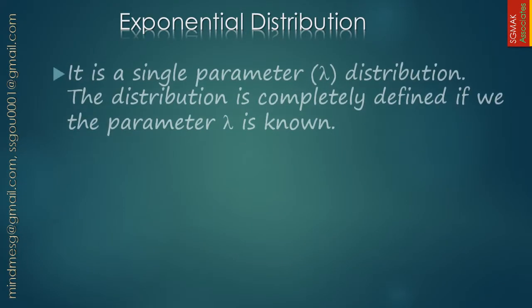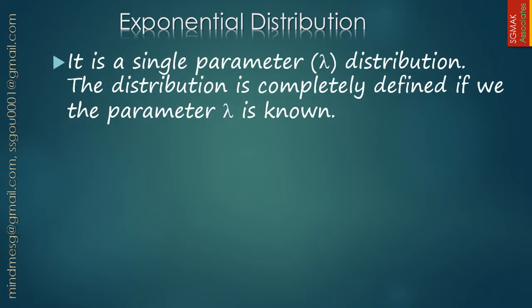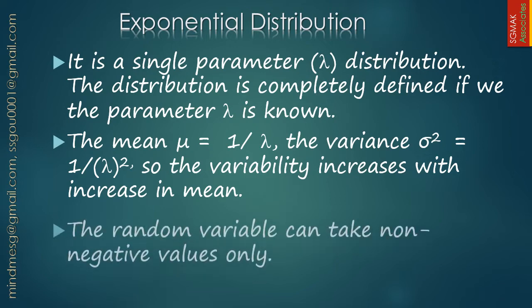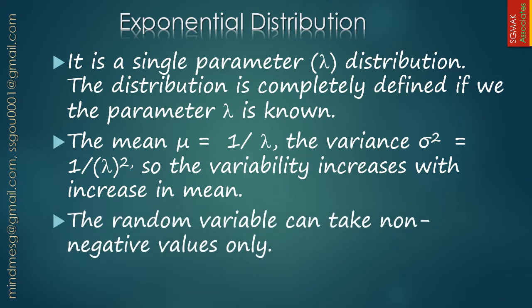That makes sense. Now, the exponential distribution is a single parameter distribution. Once you define lambda, the distribution is completely defined. The mean of the distribution is given by 1 over lambda, and the variance is given by 1 over lambda squared. So as you can see, the variability increases with an increase in the mean. The random variable, as defined in this case, can take on non-negative values only.